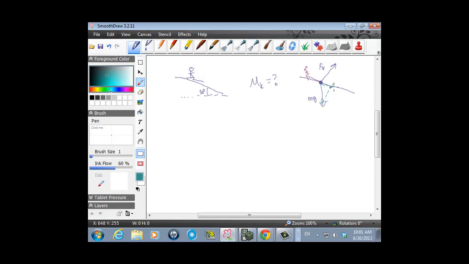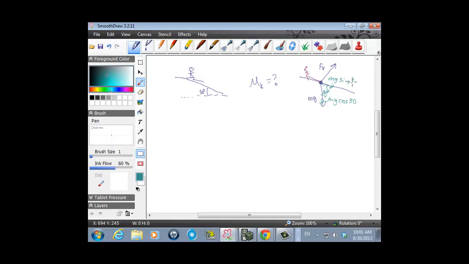So I draw my vector down, and whenever it makes a 90-degree angle, there I've got my triangle. Do I know anything about my angles? My bottom angle will be 30 degrees if I drew it correctly. And then this side will be mg cosine 30, and this side will be mg sine 30.